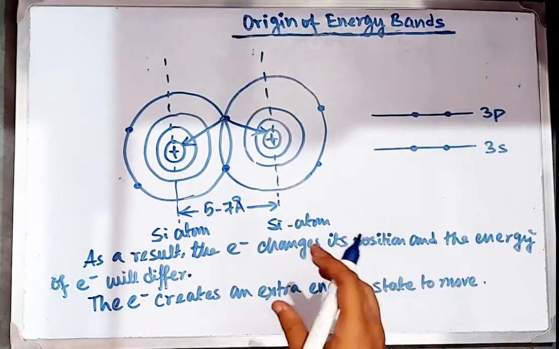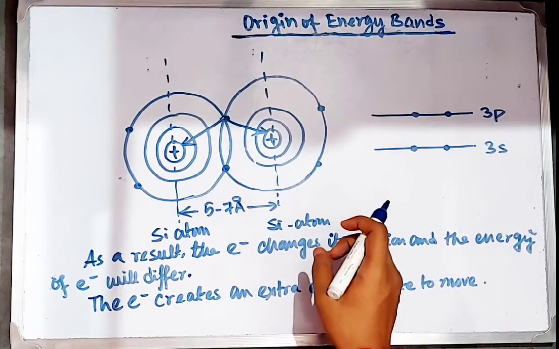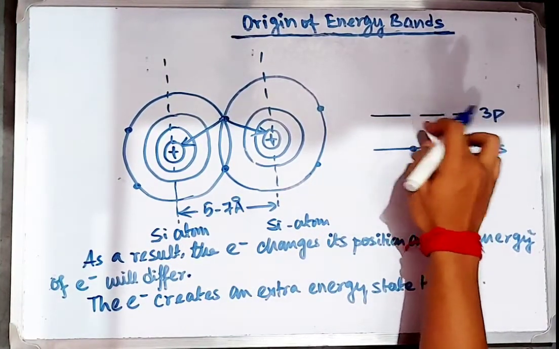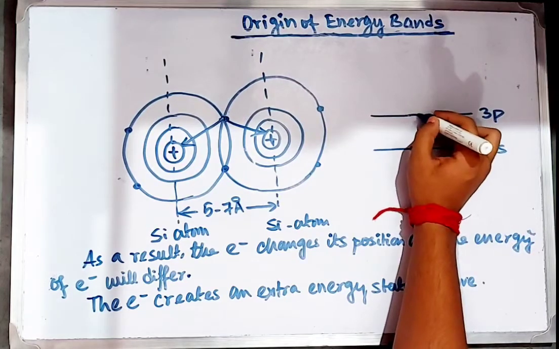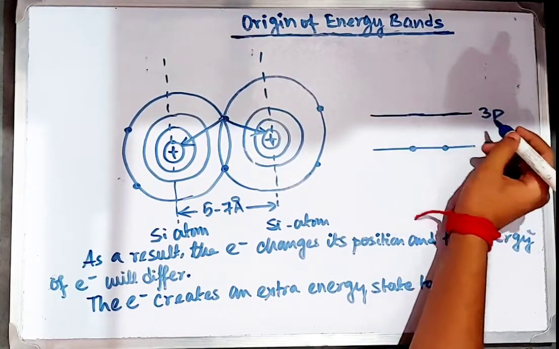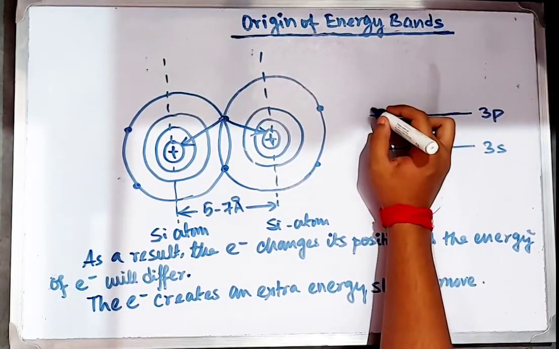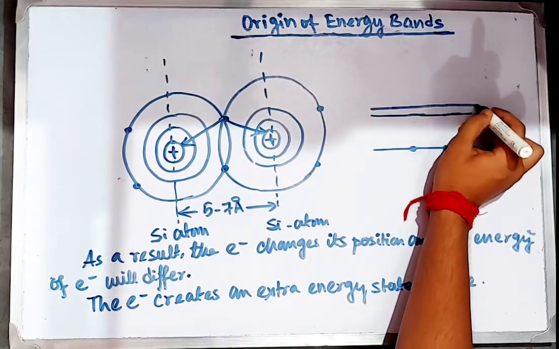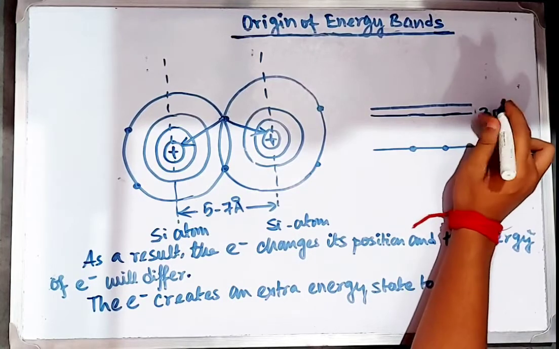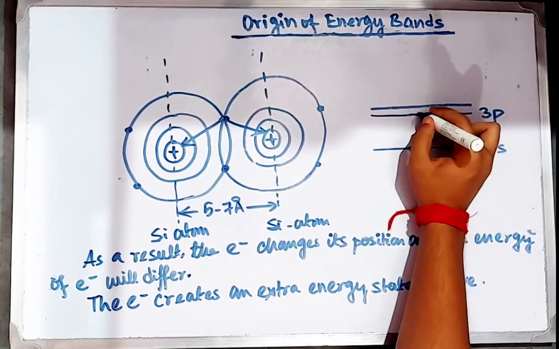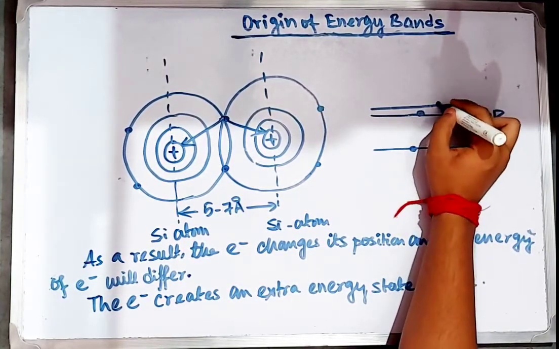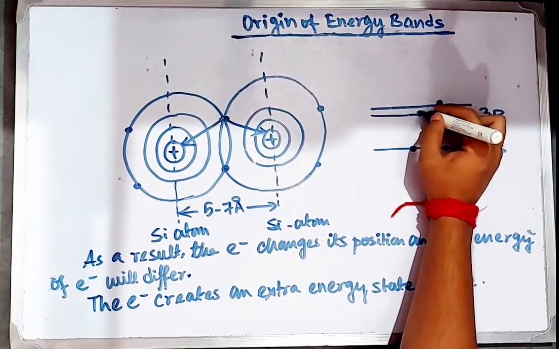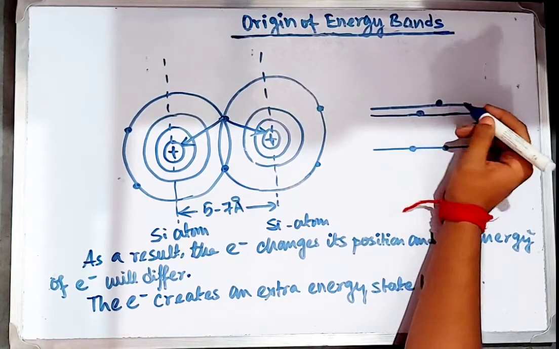But in case of two interacting atoms, as the electrons are not in their places, the 3p gets split into two different energy states, and these two electrons are situated in these two different energy states.